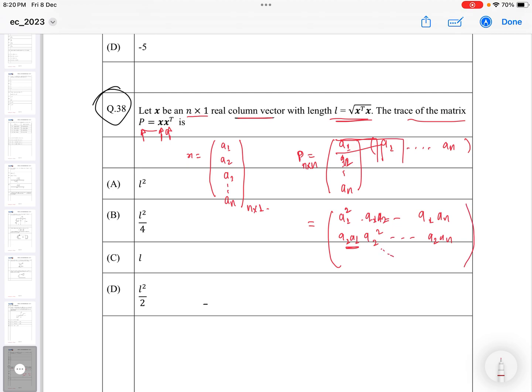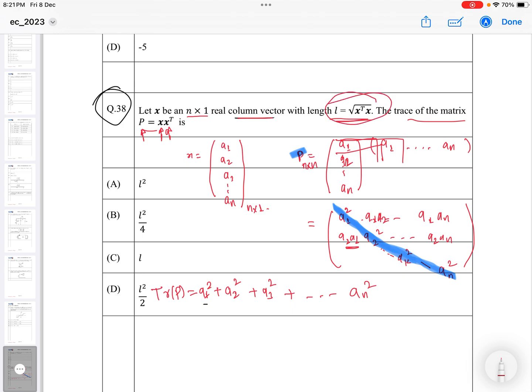So in the diagonal position we will have a k square, and at the end we will have a n square, right? So we will have to calculate the trace of this matrix P. What we are going to do is add up all these diagonal elements. If you add up all these diagonal elements, what we are going to get is a1 square plus a2 square plus a3 square plus dot dot dot an square. So this is the trace of P, right?